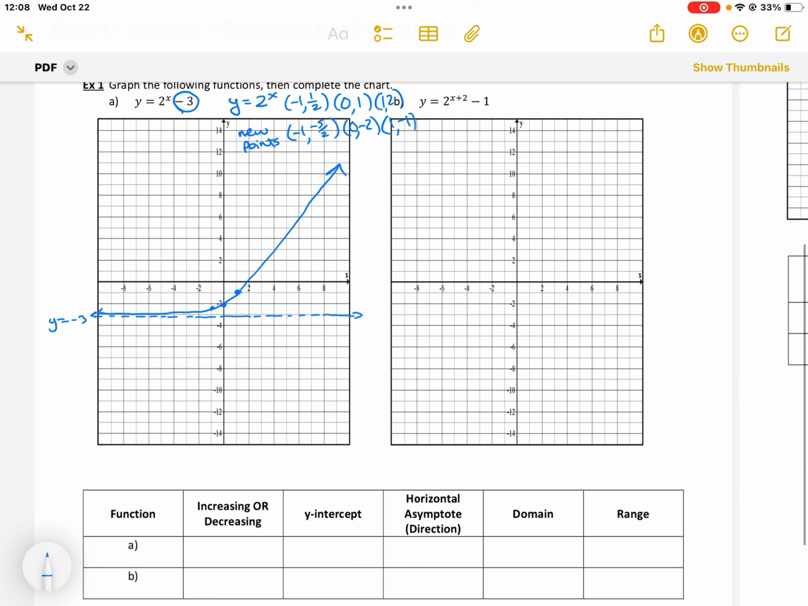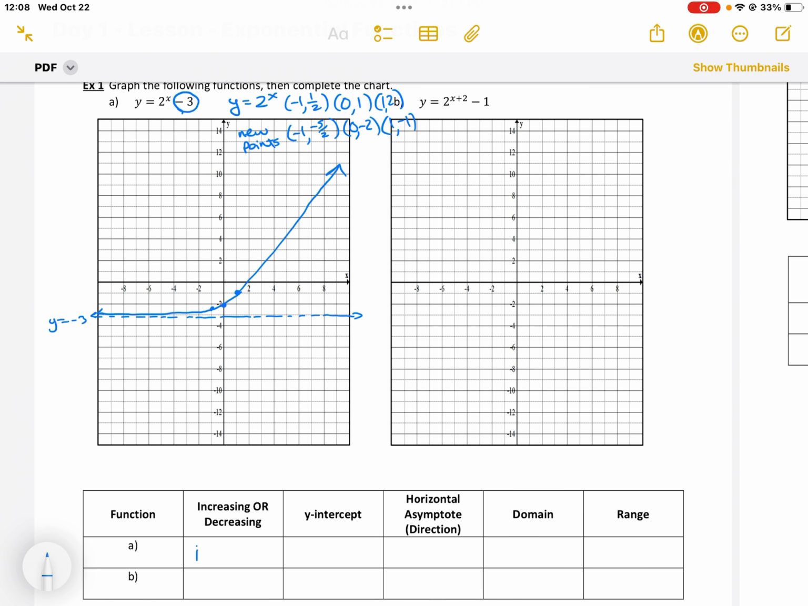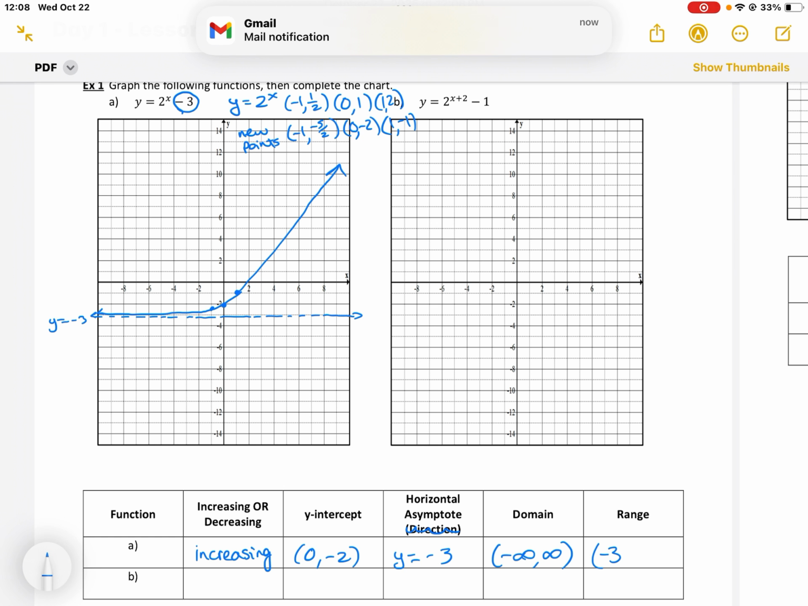So my first function for a is increasing here because I am going up. I will be climbing up. My y-intercept is going to be at 0, -2. My horizontal asymptote is at y equals -3, which matches my vertical shift. My domain is all possible x values. And my range is going to go from my horizontal asymptote all the way up to positive infinity.